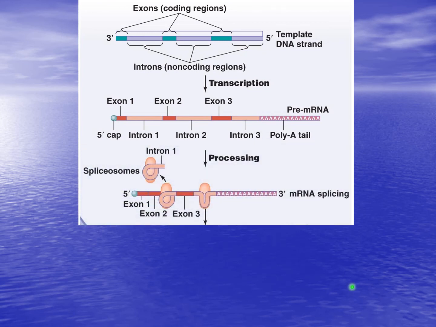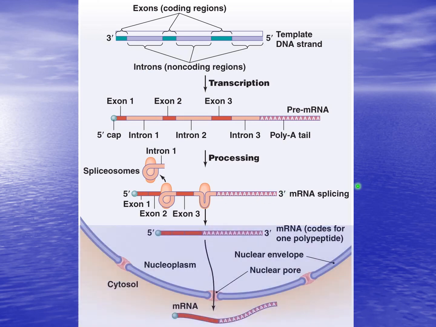What most of the time these ribozymes or spliceosomes do is they actually form a loop of the introns, and then these loops will simply be cut out. We put again that 5' guanine cap, the poly A tail, and now we have the mature messenger RNA for translation.